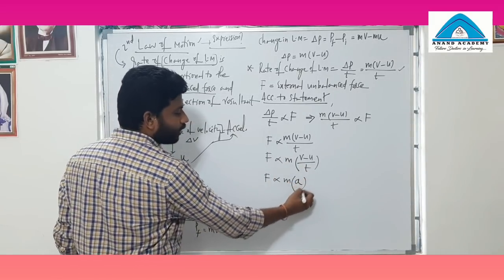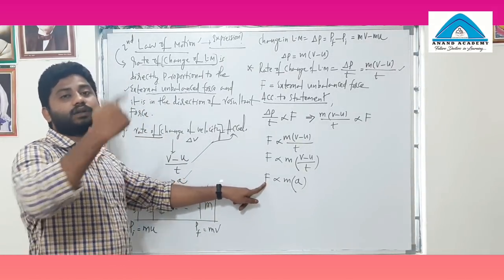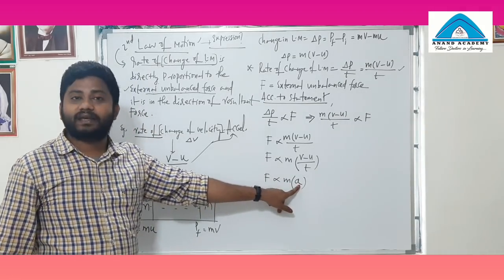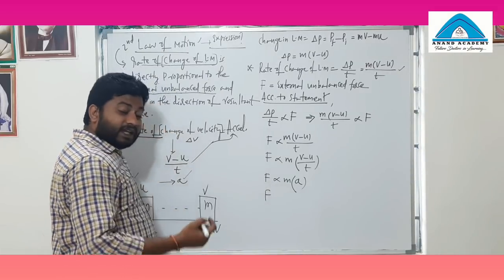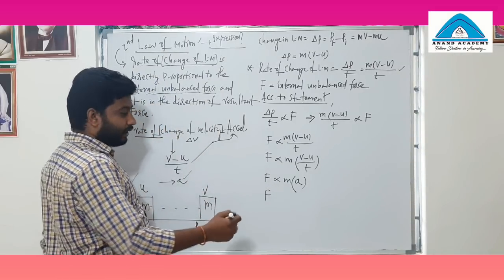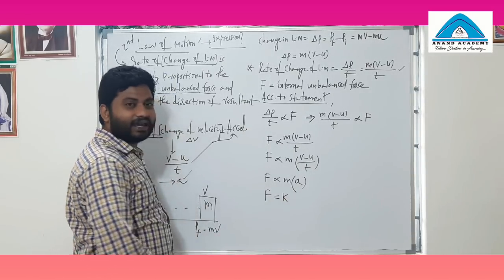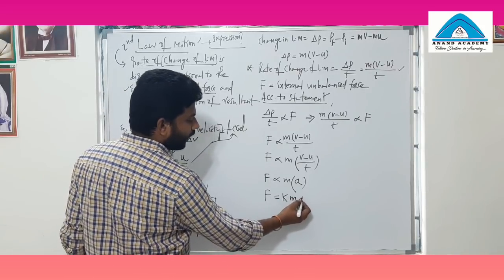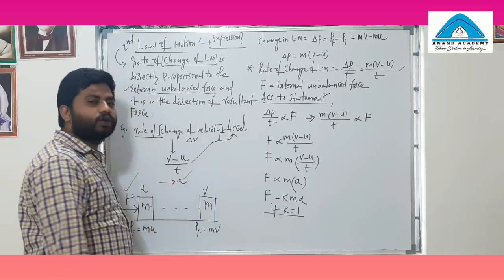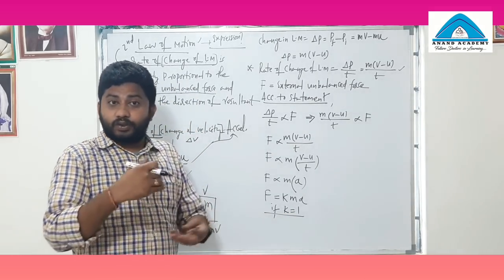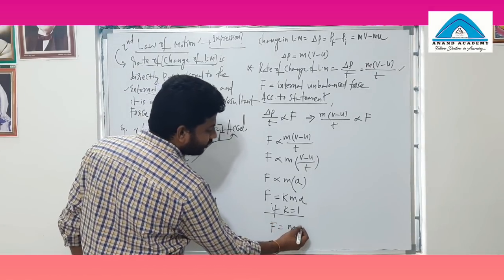That's the acceleration of the body. Understand? Because of this external unbalanced force, the acceleration produced in the body is A. Now if I want to remove the proportional symbol, I need to write an equal sign and a constant K, so F equals K into m into a. For example, if K is a constant having the value 1, which is the experimental value, then F is equal to mass into acceleration.